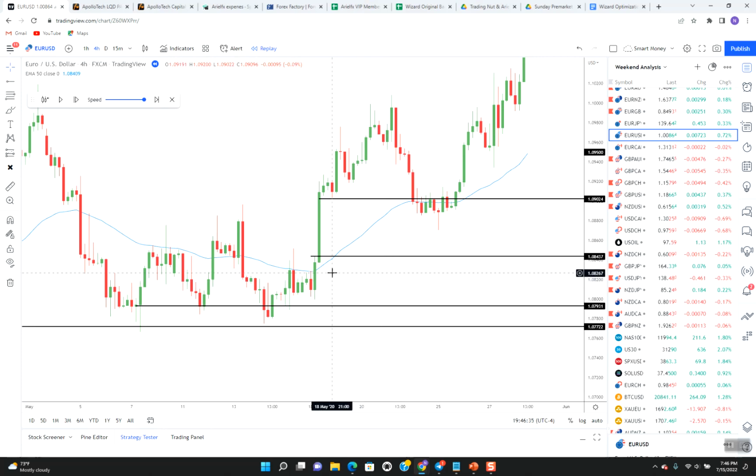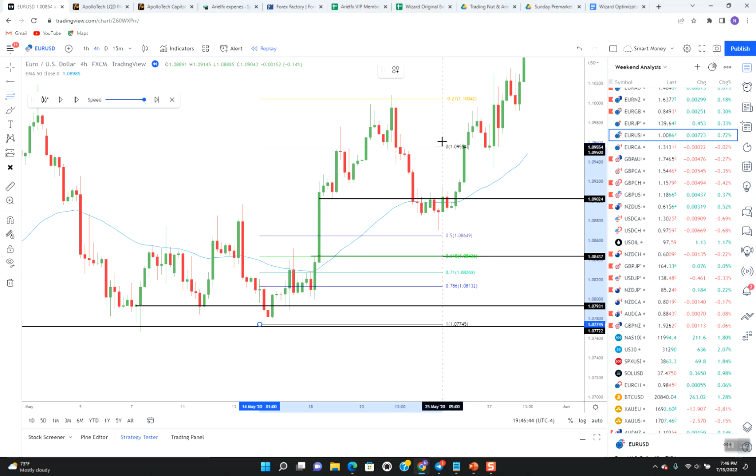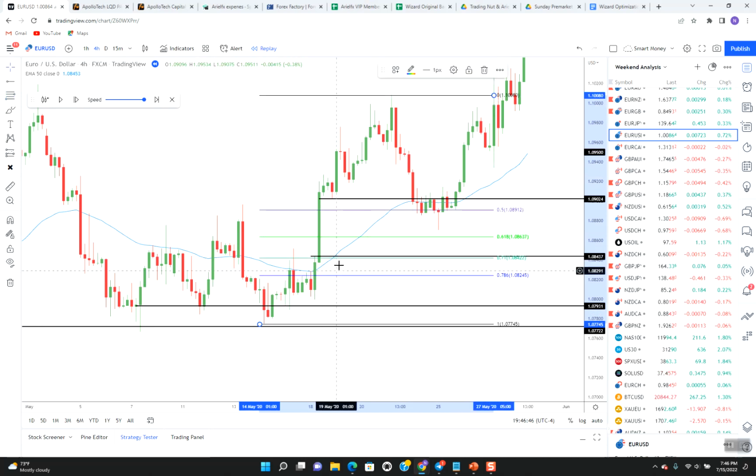Well, in all reality, I would not have been mad if someone said this level to fulfill, because this is a demand zone. This is in discounted price. If I pull my fib from the low to the high, we can see that's around the 71, 78 level.